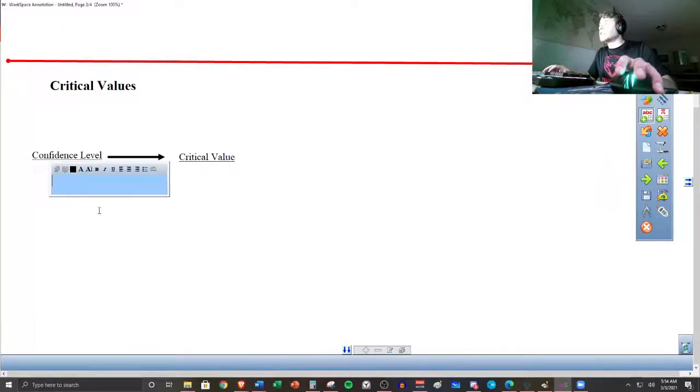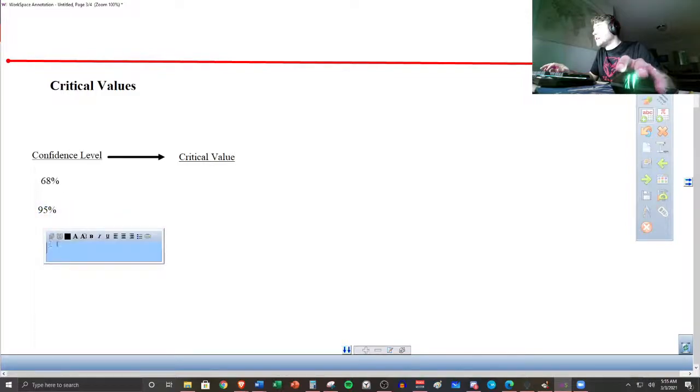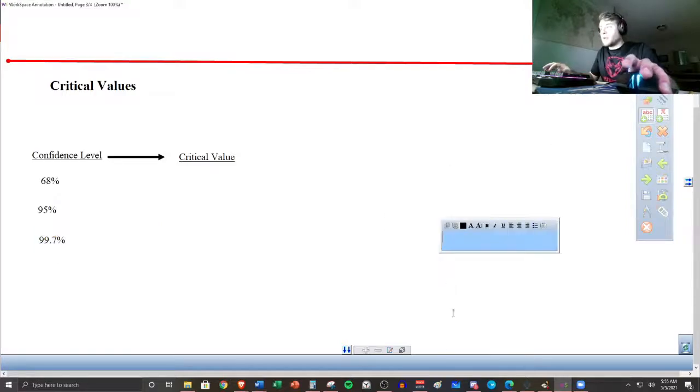And we have 3 major confidence levels that we're going to be using if we're doing it by hand. For AP students, I'm going to make a separate video for you guys to help you, because you can use different confidence levels by hand, but dual credit students and AP, of course, this is how this is going to work. So we're going to start with 3 main types of confidence levels. We have 68%, okay? We have 95%, and then we have 99.7%.